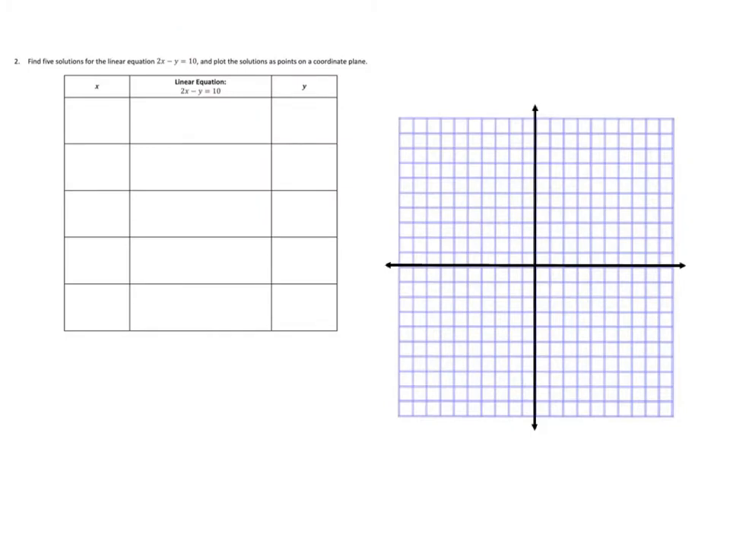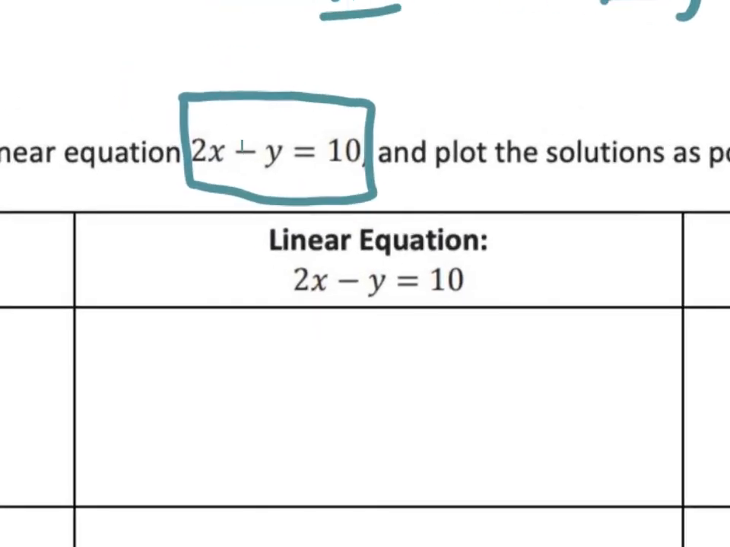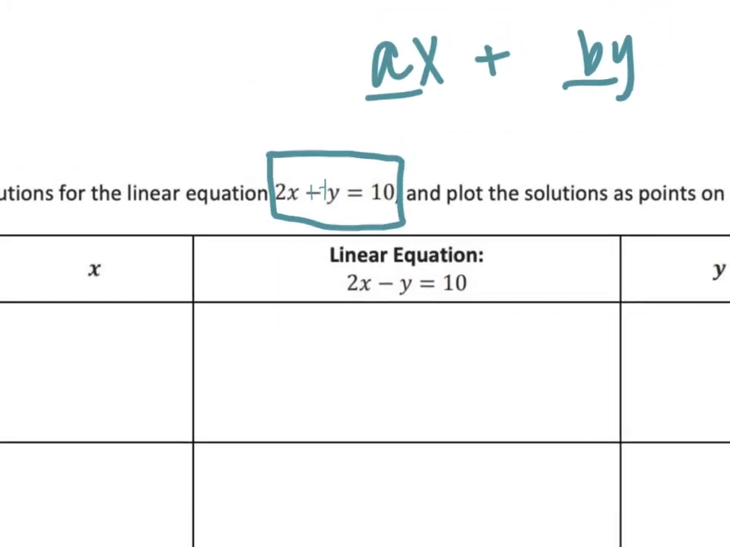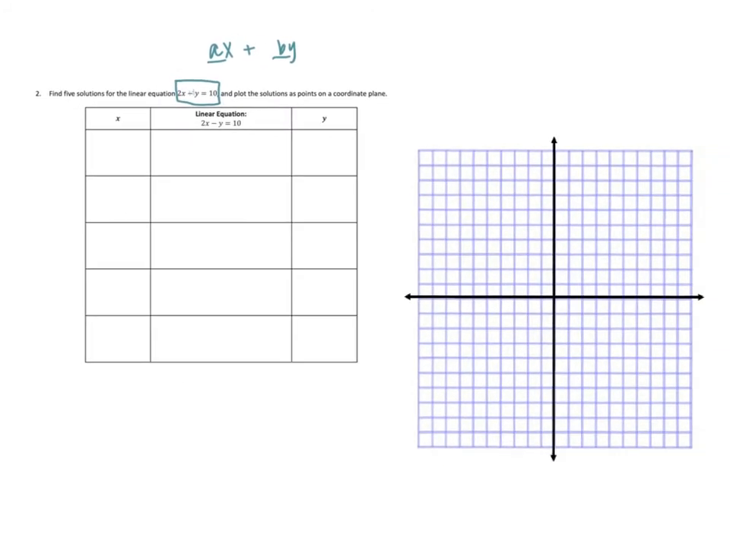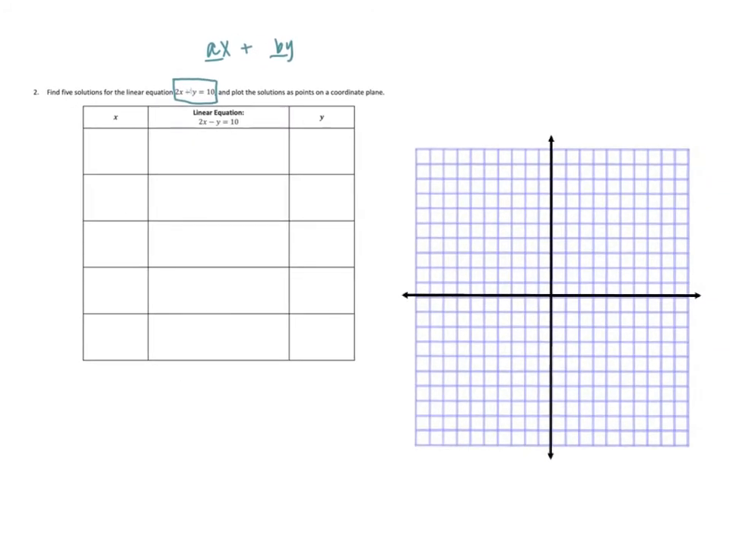Example 2, we're going to do the exact same thing. You can see that we have this equation. It's written in the form ax plus by. Our a in this case is a 2. Our b in this case is, let me zoom in real quick, negative 1. Okay, I changed that to a plus sign to follow my format. So our b in this case is a negative 1. And our c in this case is a 10.